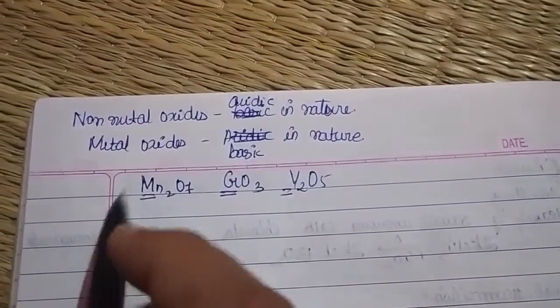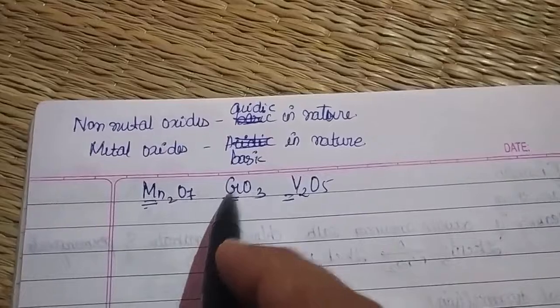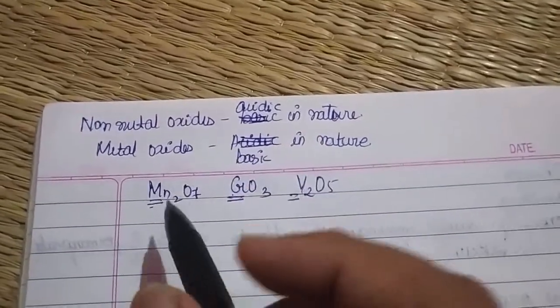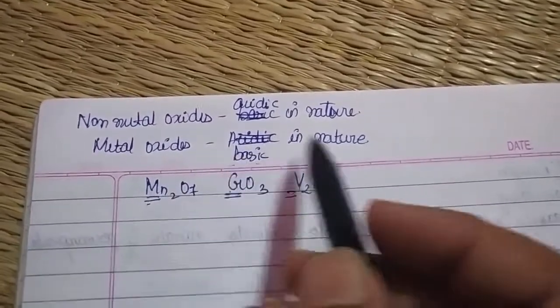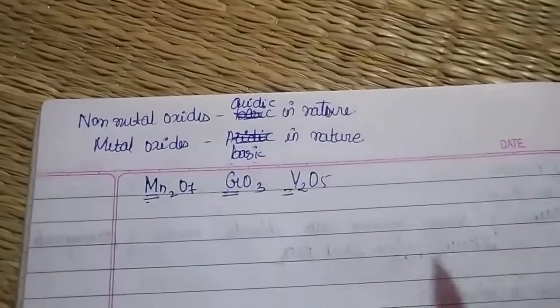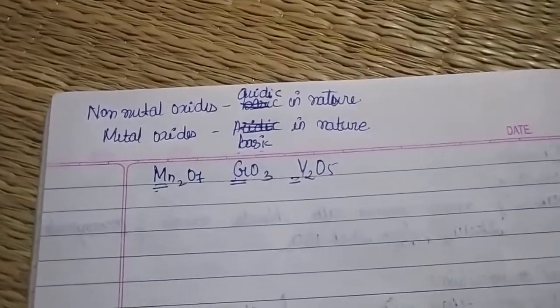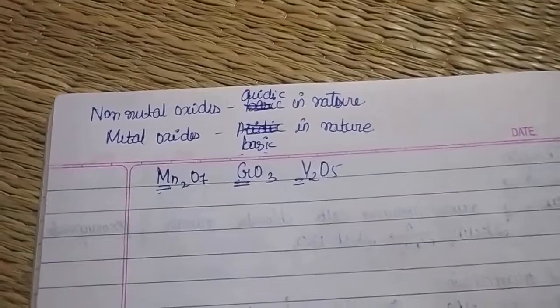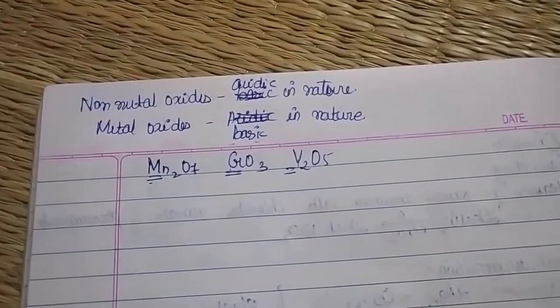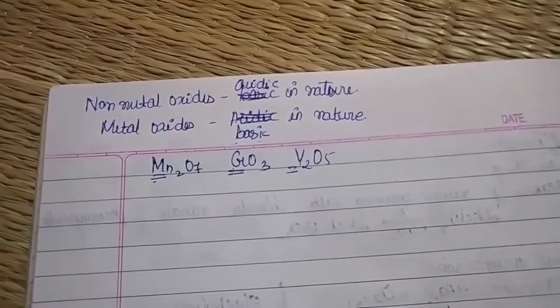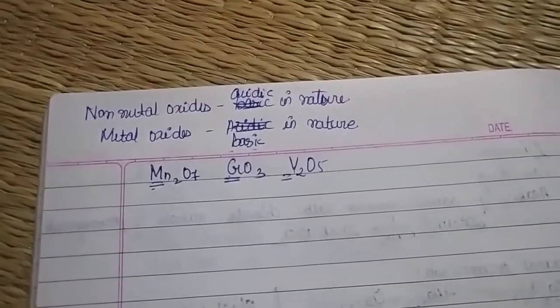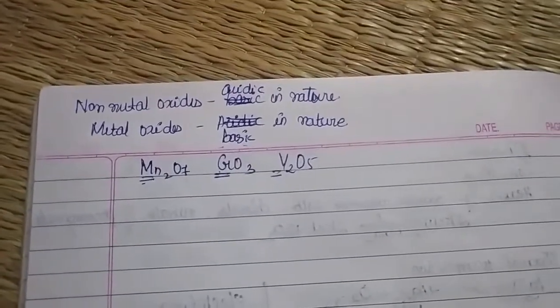So as per the rule, what should have happened in manganese, chromium and vanadium? They are all metals, so they should be basic in nature. But when we study their reaction in water, we observe that they provide the respective acids. Chromium gives you chromic acid, vanadium gives you vanadic acid. So what is the reason?